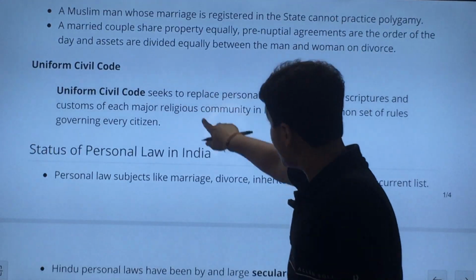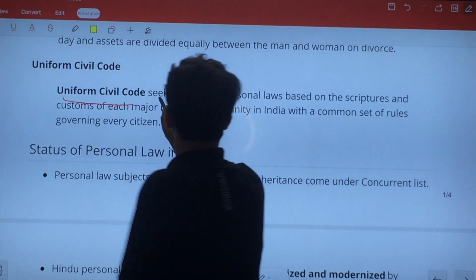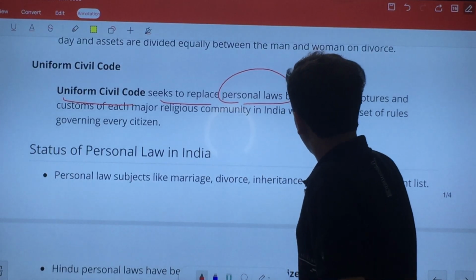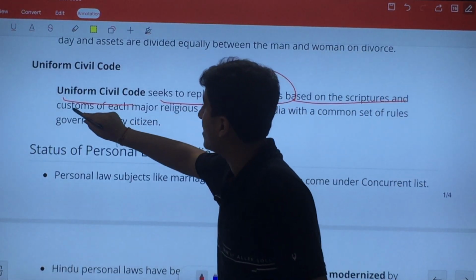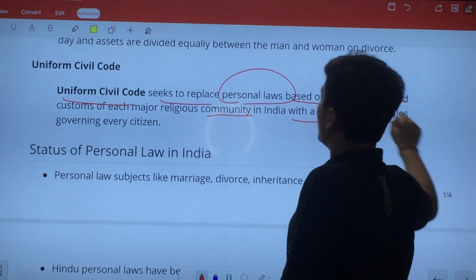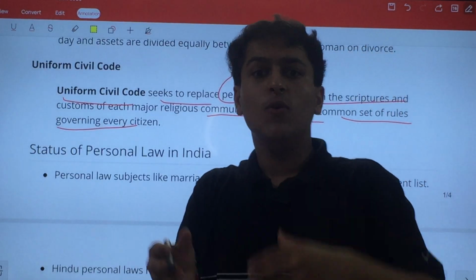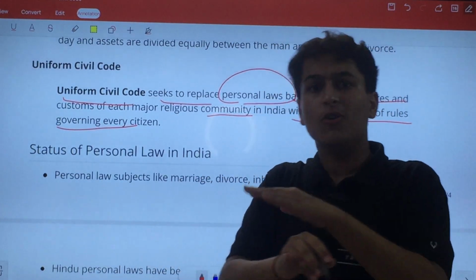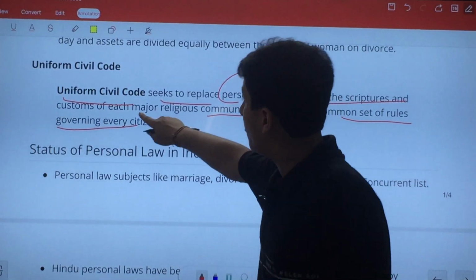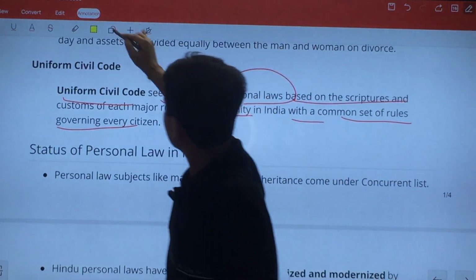Uniform Civil Code seeks to replace, understand this briefly, the personal laws like marriage, inheritance, succession, based on the scriptures and customs of each major religious community in India, with a common set of rules governing every citizen. It means we should replace the personal laws, take out the good elements from them, but eliminate those that create discrimination, and implement a Uniform Civil Code governing every citizen within the territory of India.